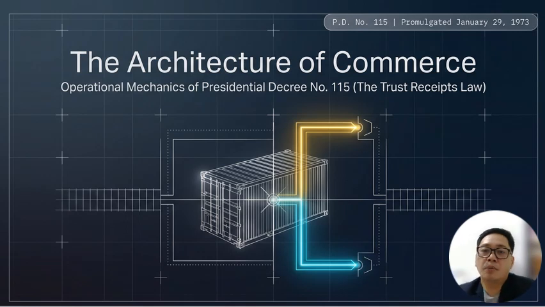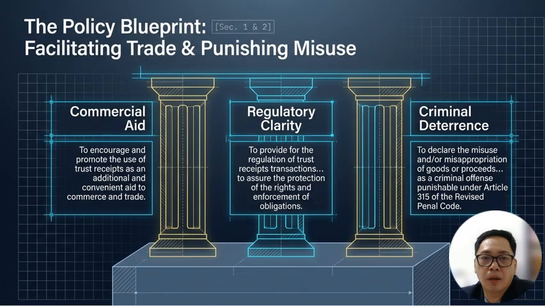Welcome. Today we are mapping out the architecture of a trust receipt transaction under PD 115. This law was designed as a framework to assist merchants and importers with their financing problems through a convenient and legally secure business device. Let's look at how this structure is built.